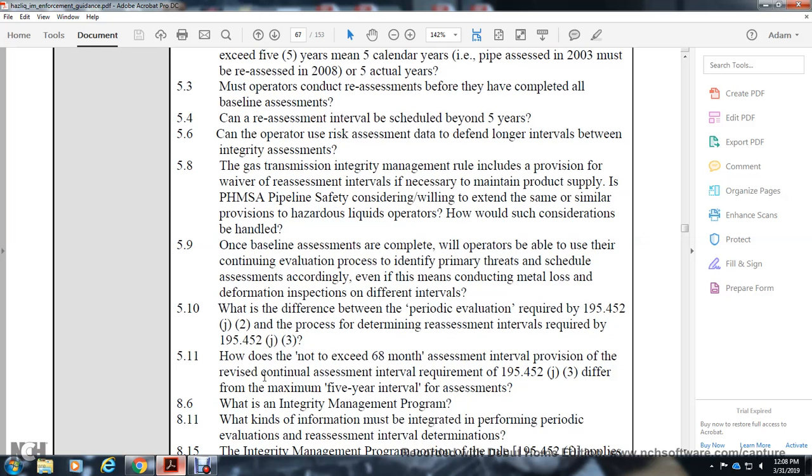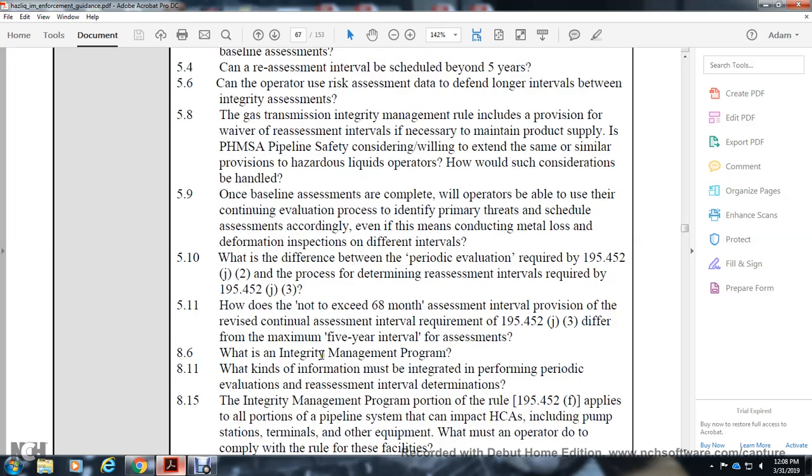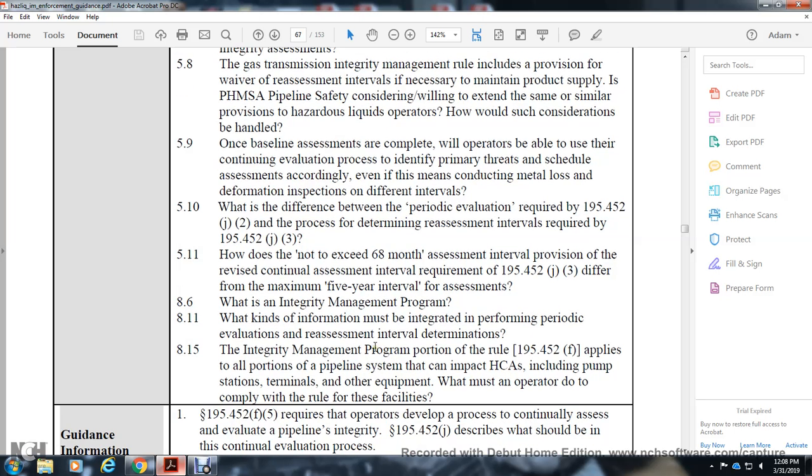The assessment with an interval of provision of the operator continual assessment interval requirement. The 195.452(j) differs with the maximum 5-year interval assessment. What kind of information must be integrated with the performance, periodic evaluation, and reassessment interval determinations in the integrity management program portion of the 195.452?